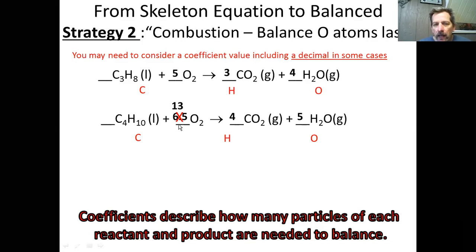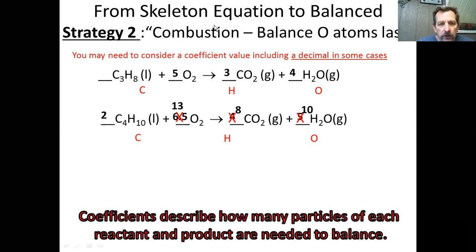But anytime I multiply a coefficient by a value, every other coefficient that we've already written must be multiplied by that value. So even though we didn't write a coefficient over here, remember when there's no coefficient, it means value 1. So 1 times 2 makes 2. We've already doubled this amount. We doubled this amount. So 2 C4H10s, 13 O2s. We have to double the amount of CO2. It becomes 8. We have to double the amount of water. It becomes 10. If we go back and take an inventory, we're going to find out that they're balanced now.